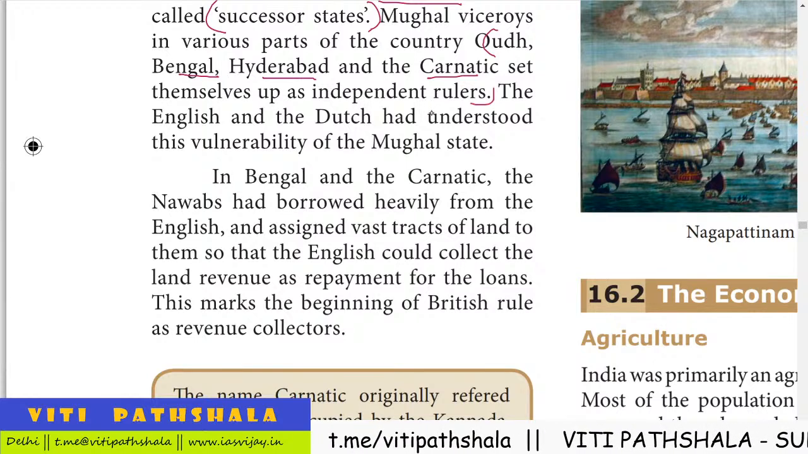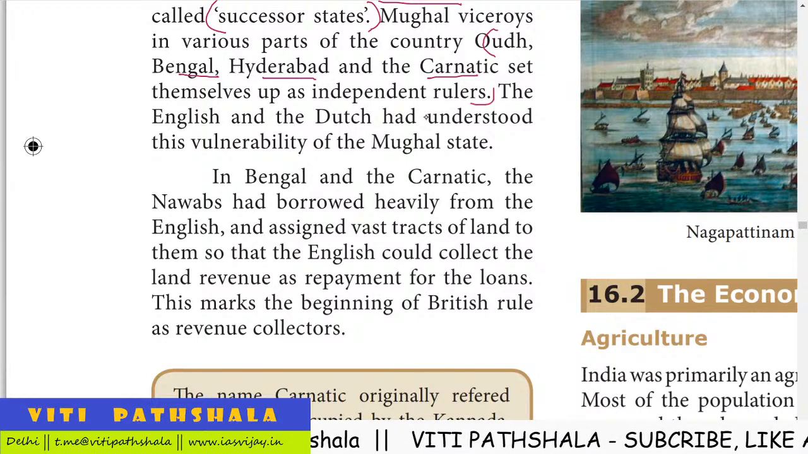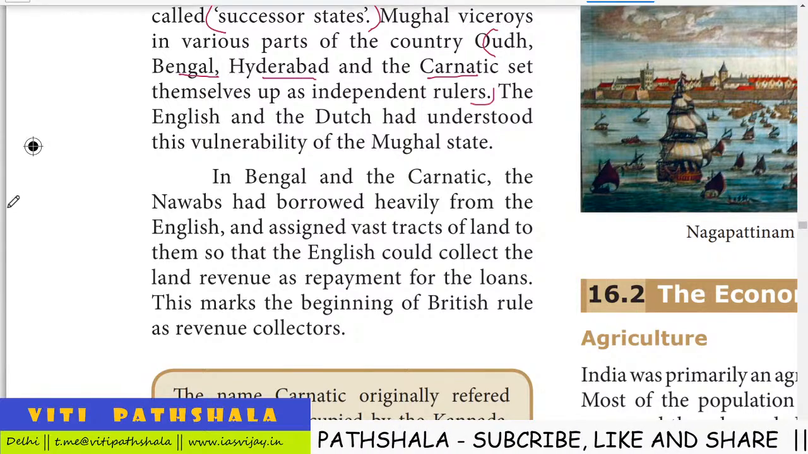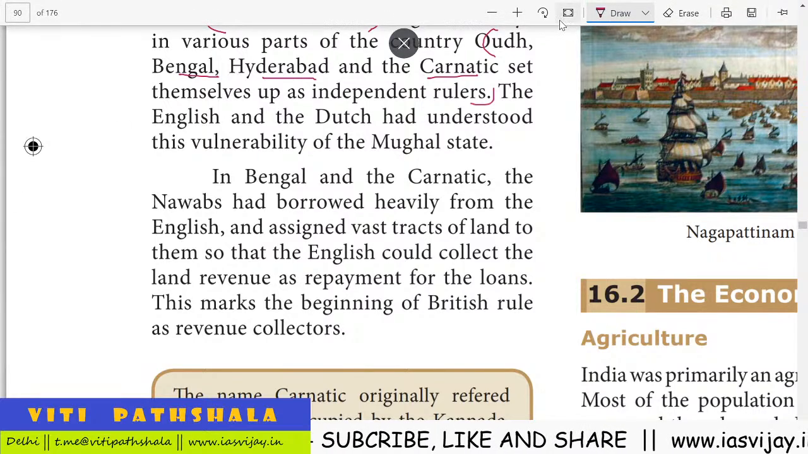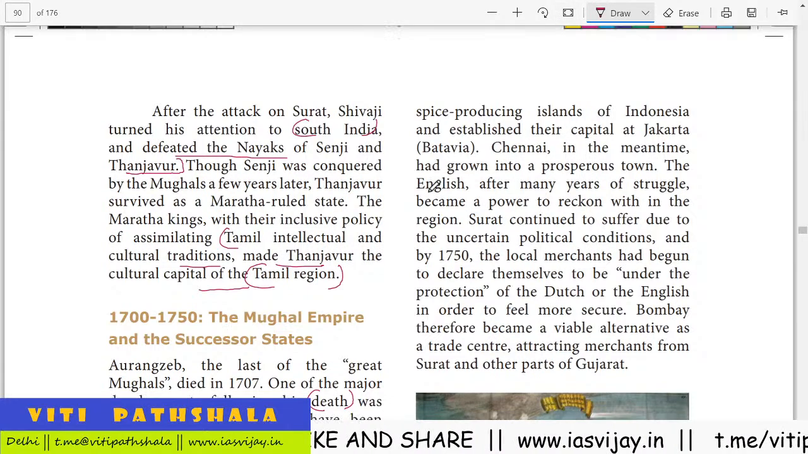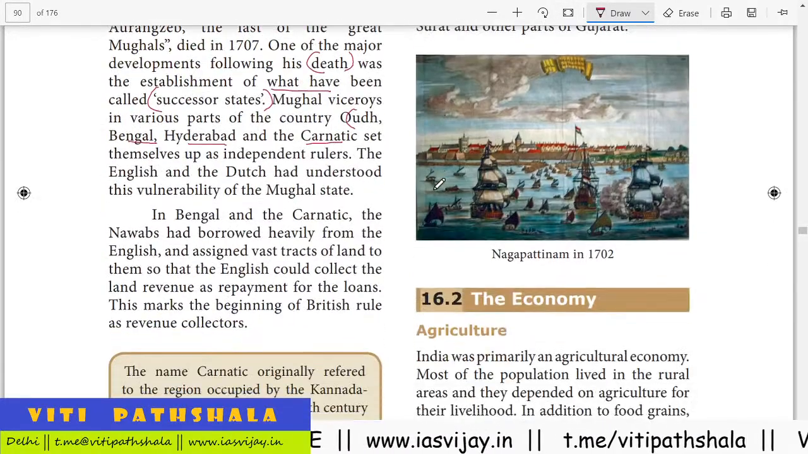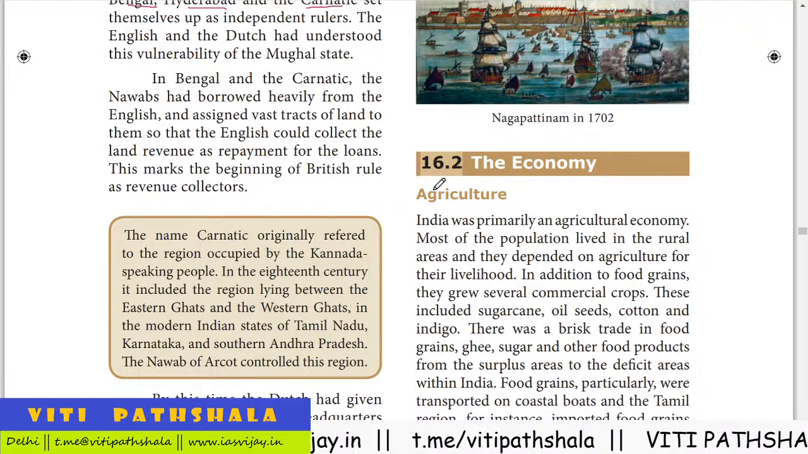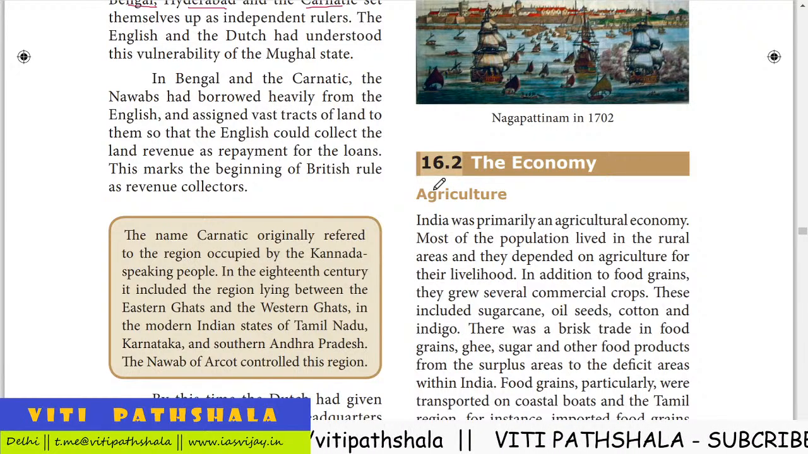The English and the Dutch had understood the vulnerability of the Mughal state. In Bengal and the Carnatic, the Nawabs had borrowed heavily from the English.